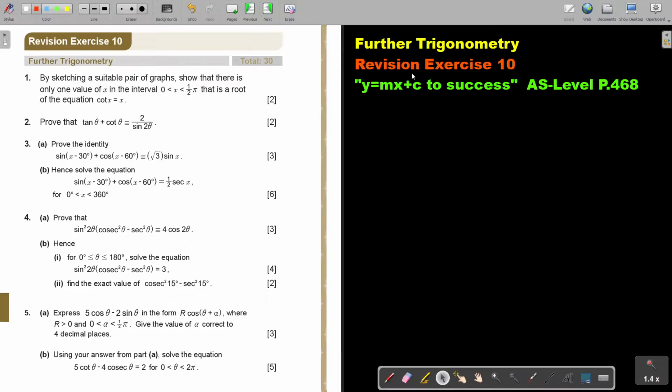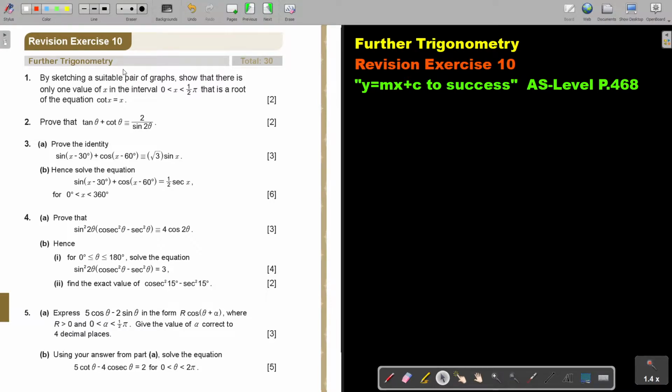In this video, we will look at revision exercise 10. You will find this on page 468 in the Namibian AS-Level Mathematics textbook, y equals mx plus c to success. Now, this is the kind of sums that you will find in a test or in the examination. And it's almost like a revision of further trigonometry. And I'm going to show you how to approach it and then also solve it.